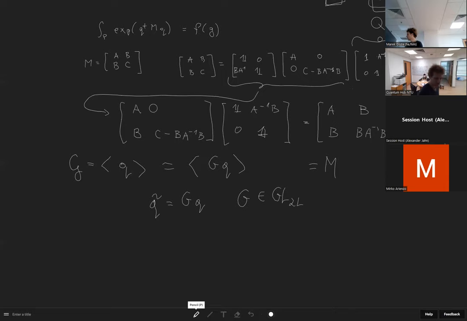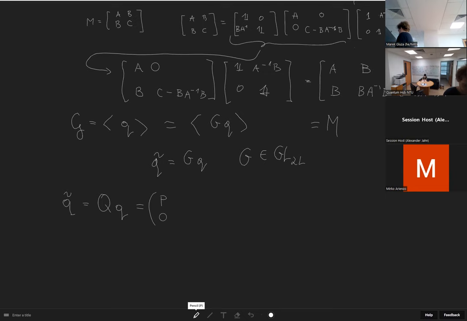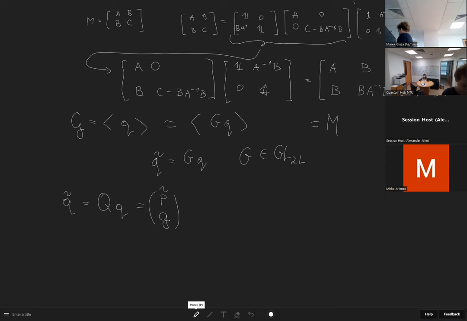So this matrix Q, maybe I keep it so that we can see. I can define now Q tilde to be Q applied to Q. And because we have this decomposition with P and G, I will have this with a tilde. And then this is equal to applying this matrix 1, A minus 1, B, 1, 0. The first important observation is that this condition here is already okay, because the determinant of those upper triangular matrices is 1 and they form a group. So now we can apply this to P and G, the old generators of this doubled algebra.